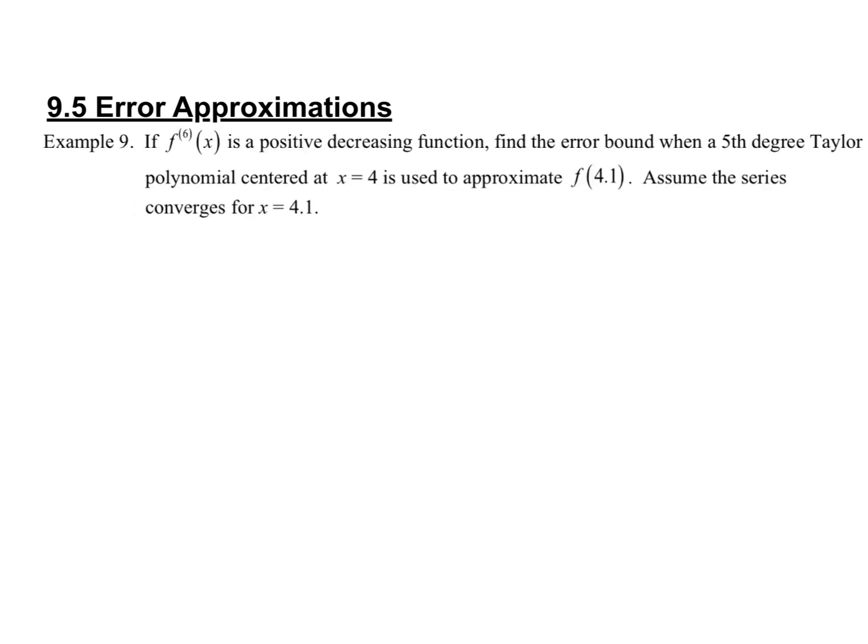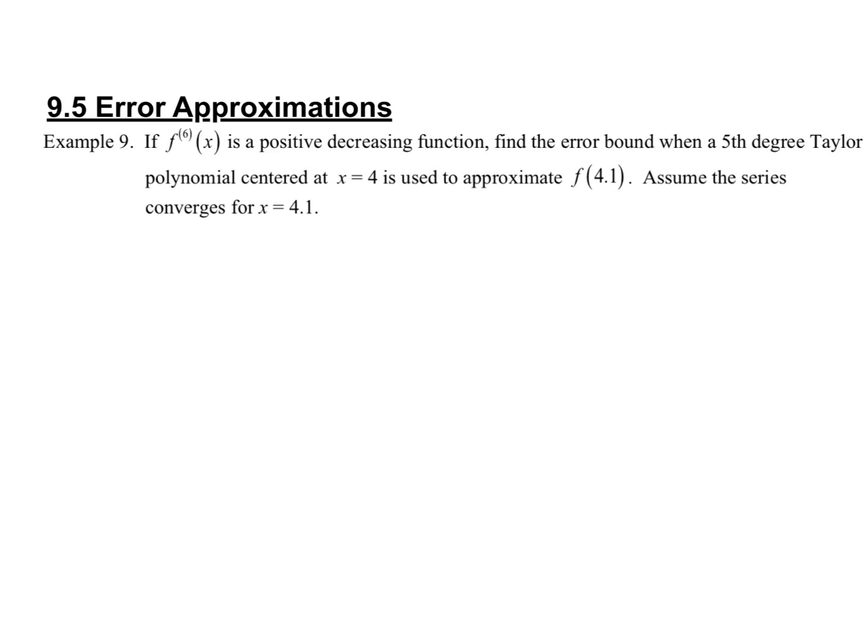Last one, example 9. Sixth derivative is a positive decreasing function. That's important. Find the error bound when a fifth degree Taylor polynomial centered at 4 is used to approximate f of 4.1. Assume the series converges for x equals 4.1.